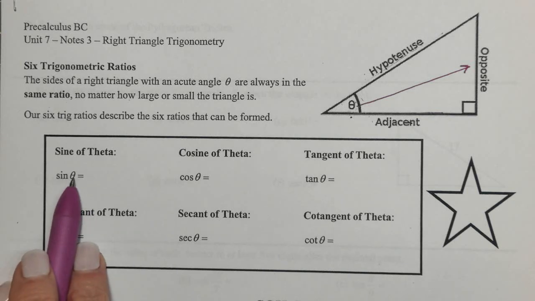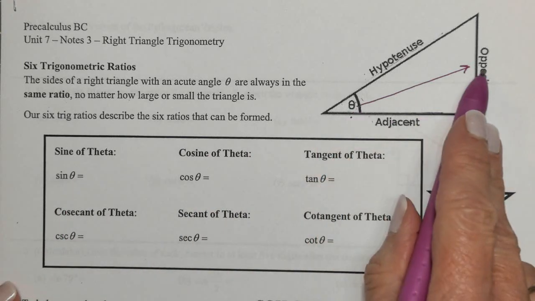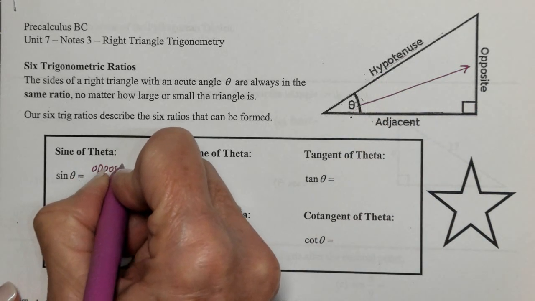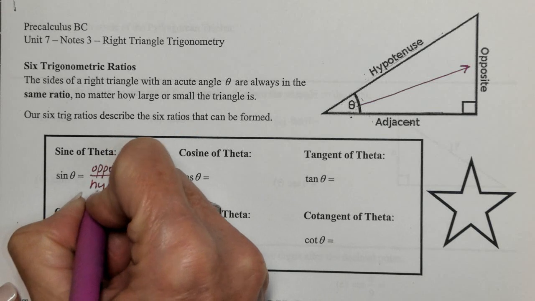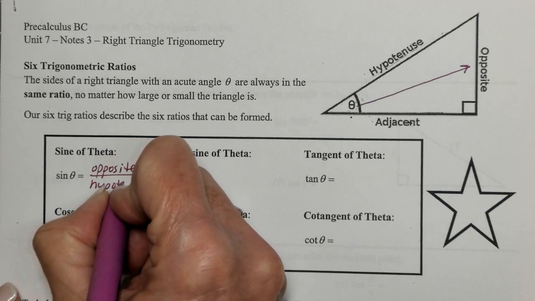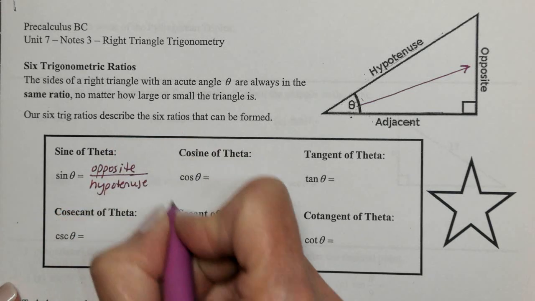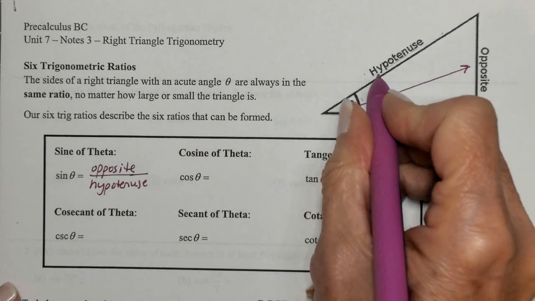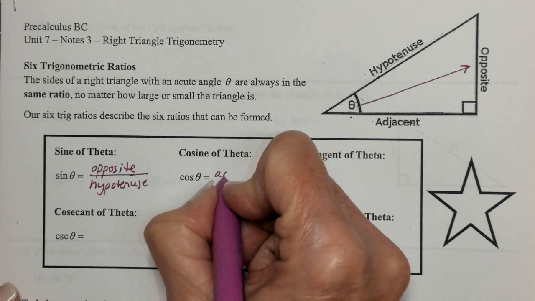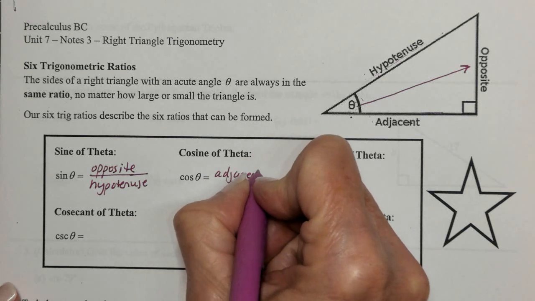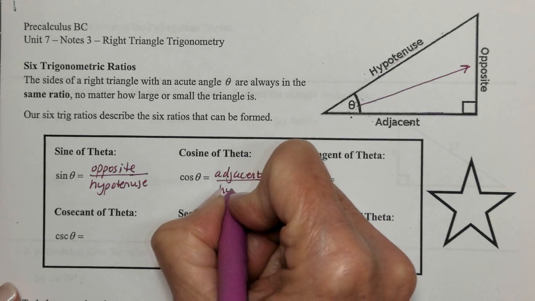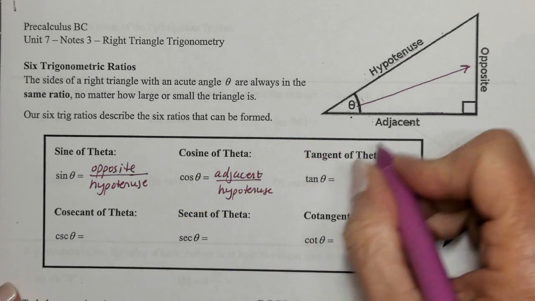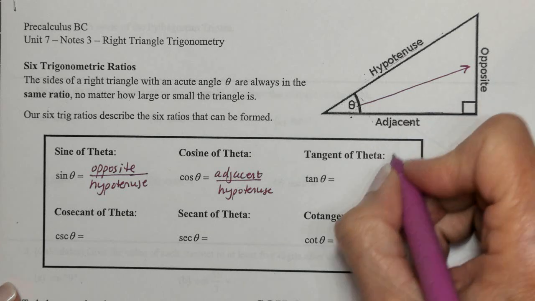So these ratios have names, and they are our 6 trig functions. Sine of theta is always the opposite side over the hypotenuse. Opposite over hypotenuse. Always. Cosine of theta is adjacent over the hypotenuse. Tangent of theta is opposite over adjacent.